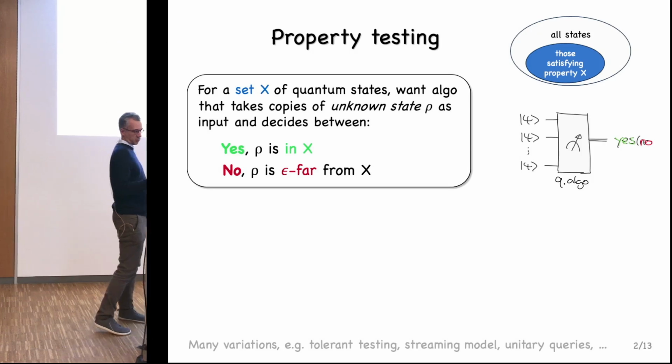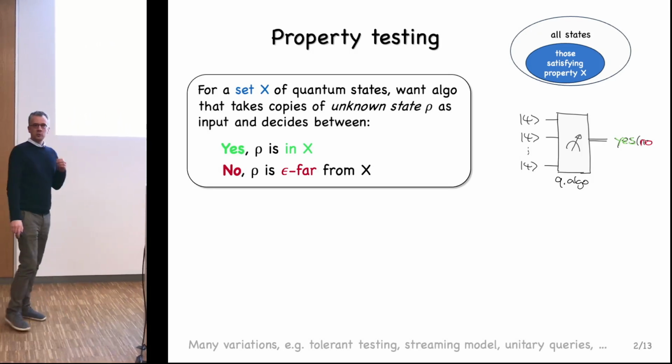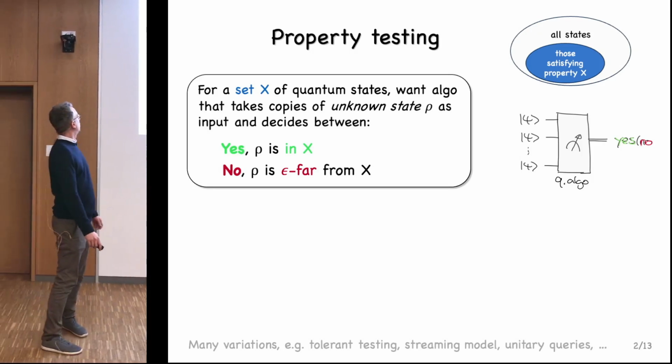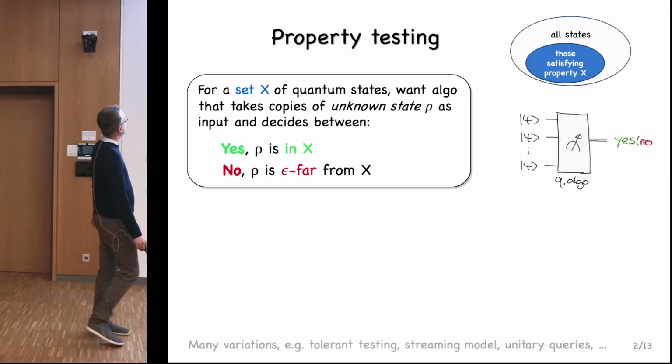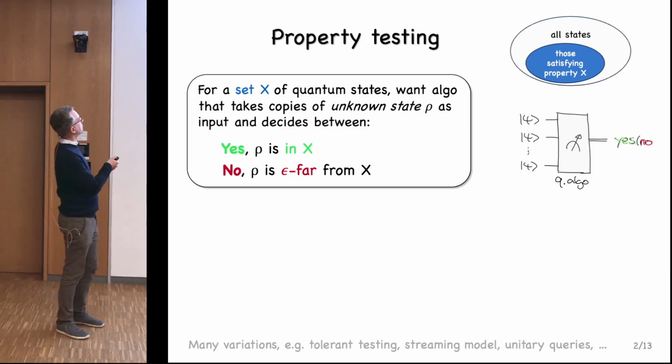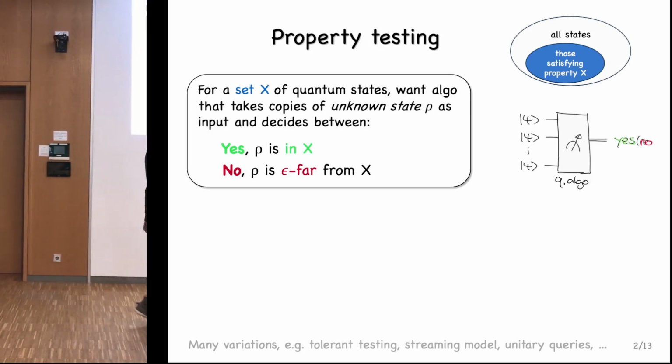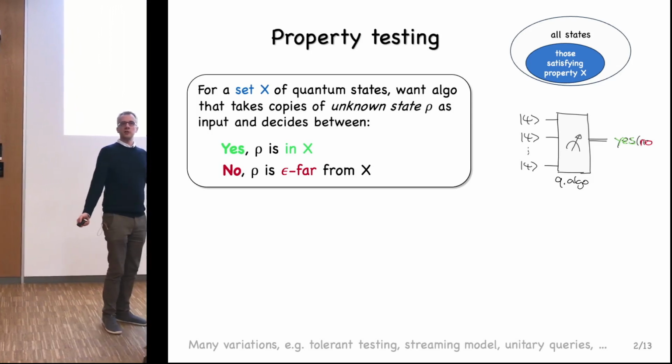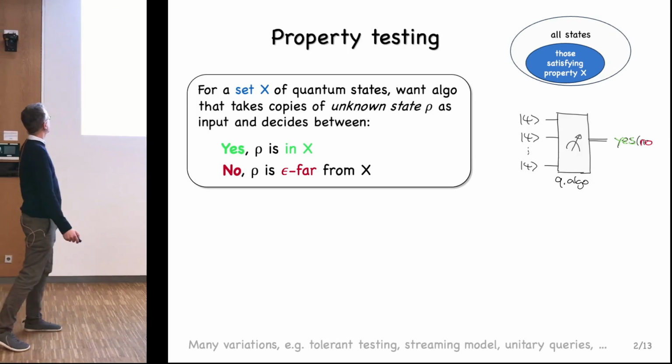So let's see if this works. The subject of my talk is property testing. You're already experts in it by now. Just to introduce some notation: suppose you have a set of all quantum states, and within that is some set of states that satisfy some property X of interest. I use X for the property as well as for the set.